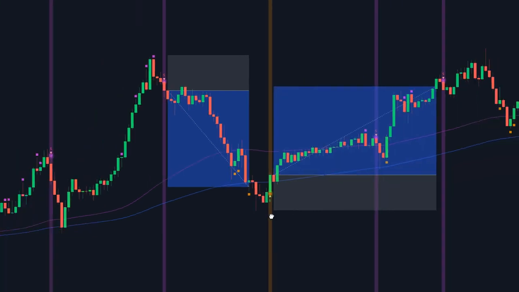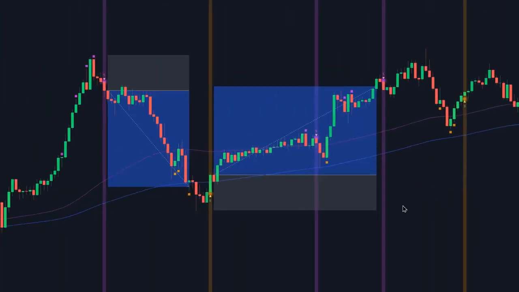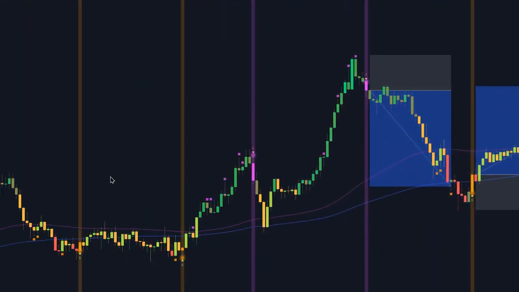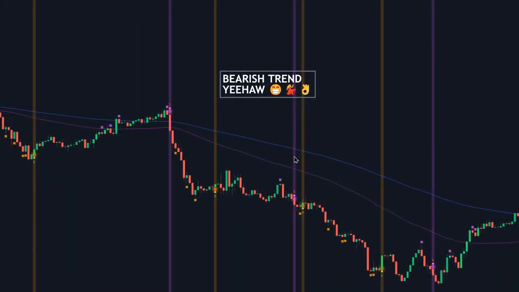Now, what about the second function of this indicator, which is trend identification? How do we use this indicator to identify trends in the market? Well, a bullish trend is identified when this blue moving average is above the purple moving average. Conversely, a bearish trend is identified when the blue moving average is under the purple moving average.